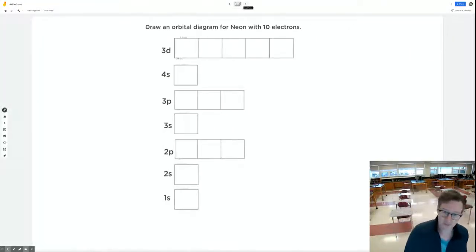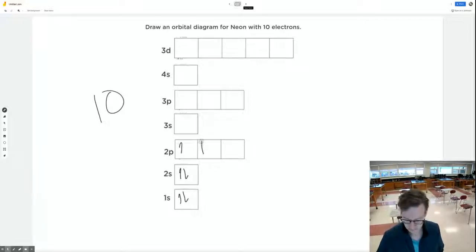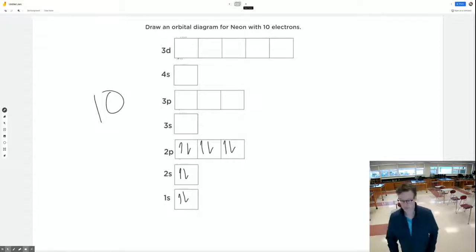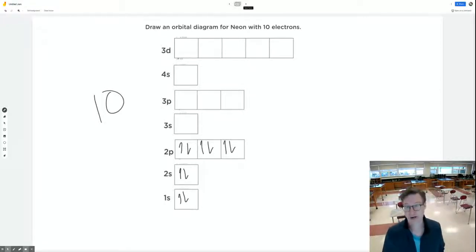Okay, draw the diagram for neon with 10 electrons. Same process here. 1, 2, 3, 4, 5, 6, 7, 8, 9, 10, and I'm done. All the boxes are full. Arrows pointing in opposite directions, and I didn't go any higher up onto the scale than I had to. So that tells me that I've done the diagram correctly.